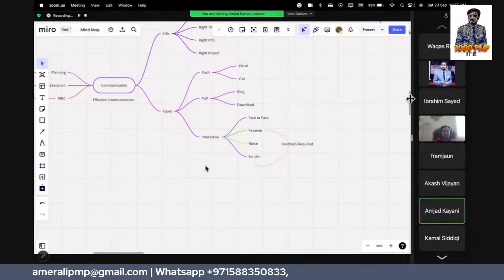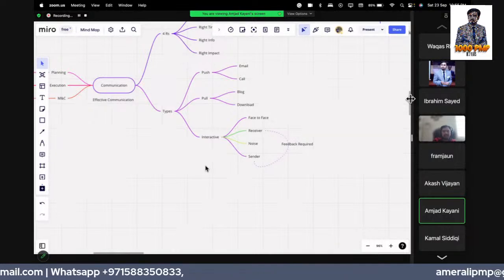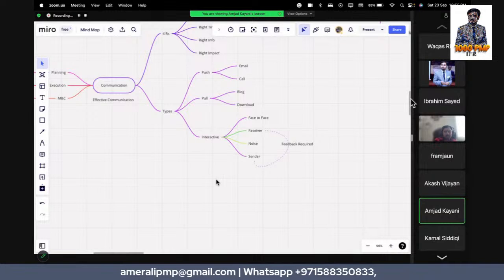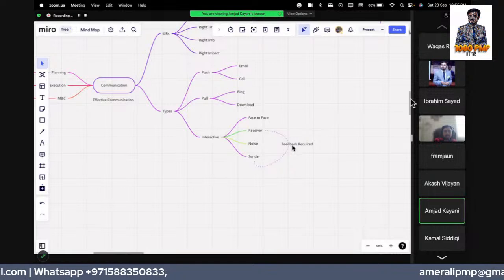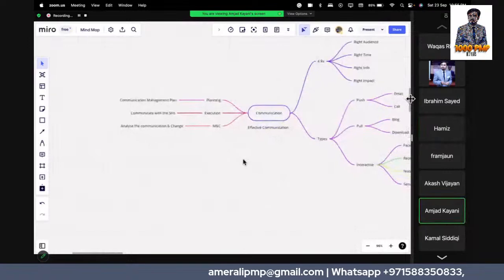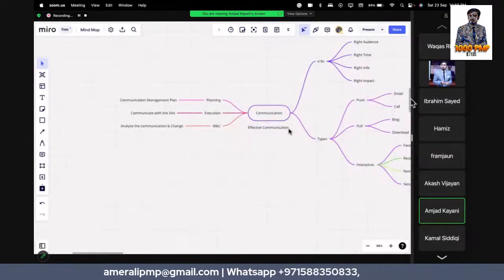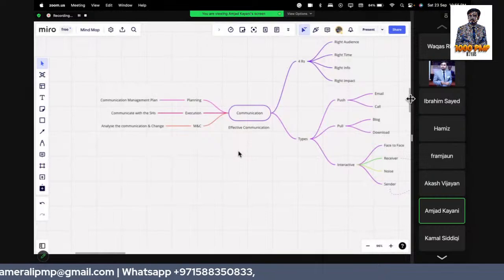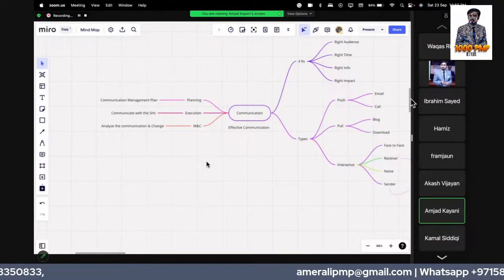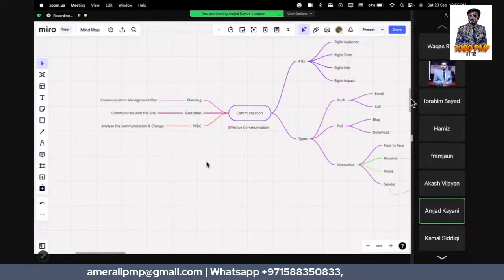And the basics of communication have three parts: sender, receiver, and noise. The noise can be the language itself or technological disruption. And for the communication to be complete, feedback is a must. Also, in the planning phase, we create the communication management plan, which consists of how the communication will be done. In execution, we actually communicate with the stakeholders. And in monitoring and control, we review the communication.